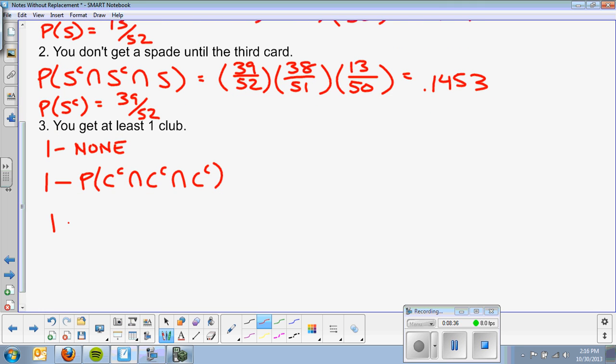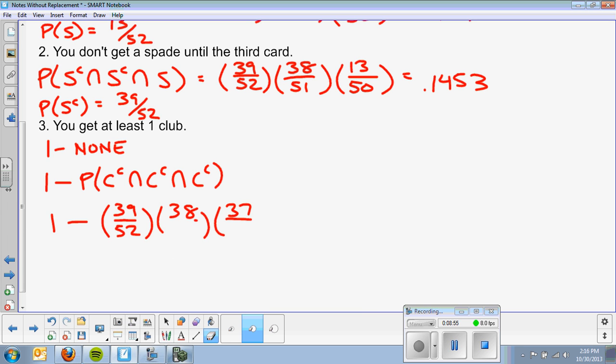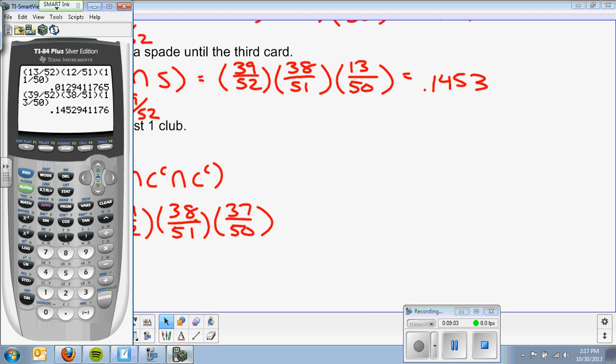So that's 1 minus the probability that I get no club on the first, so that's 39 out of 52. No club again, 38 out of 51. And no club again, 37 out of 50. Okay, and of course, again, I can type that right in my calculator.